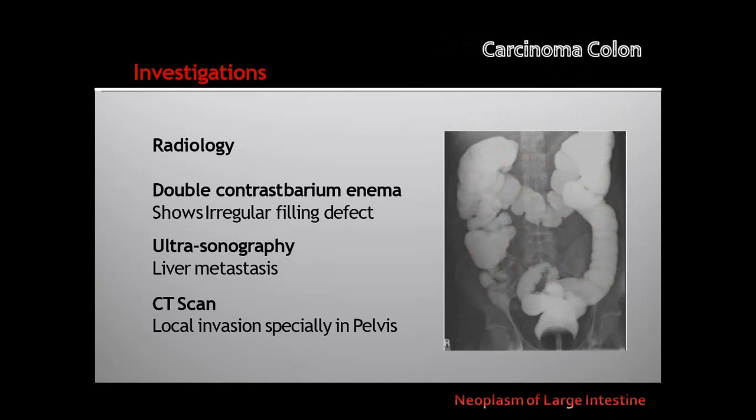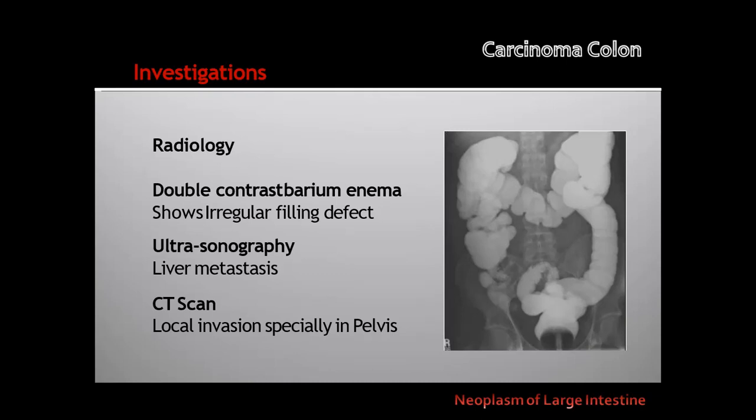We can do double contrast barium enema, in which we pass barium as well as air per rectally, and we take serial X-rays to diagnose the colonic carcinomas or polyps. If there is a colonic carcinoma, the diagnostic sign on barium enema is the apple core appearance or the filling defect.